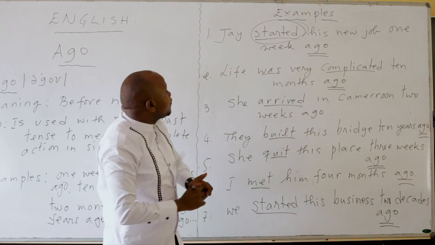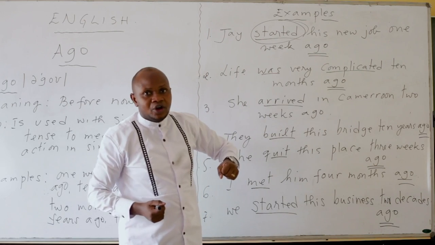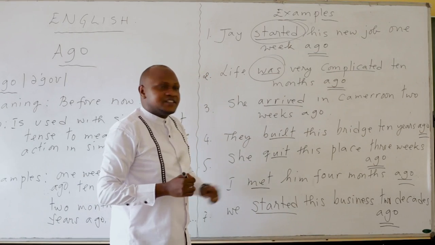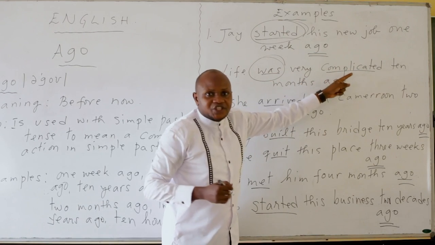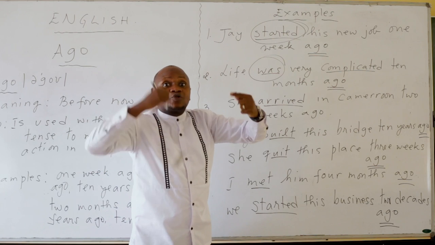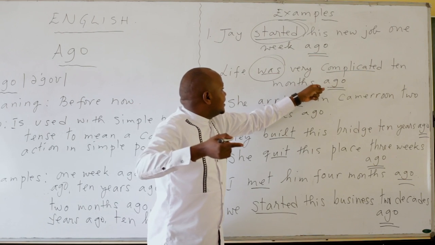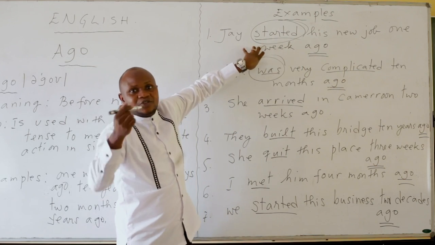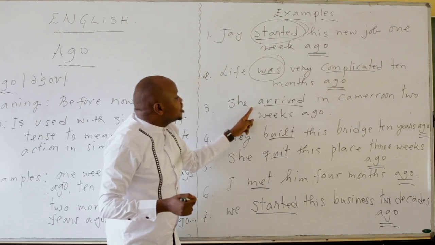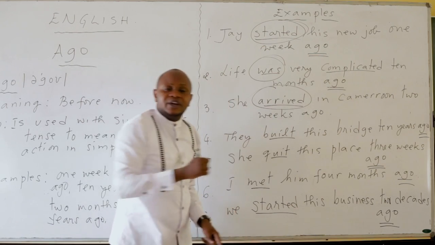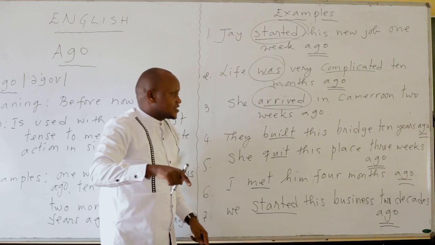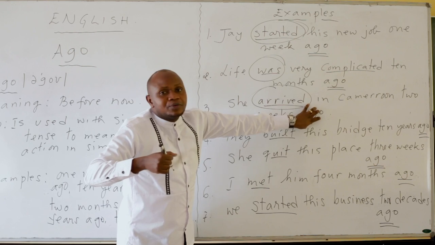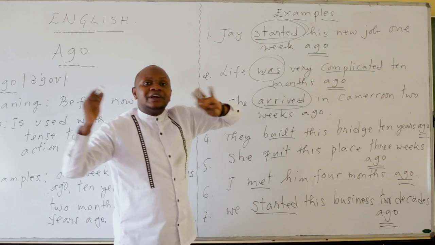Good. Life was very complicated 10 months ago. This is simple past, was very complicated, passive voice. Life was complicated, yes, 10 months ago. You see that our verb is in simple past. She arrived. This is the verb to arrive in simple past.